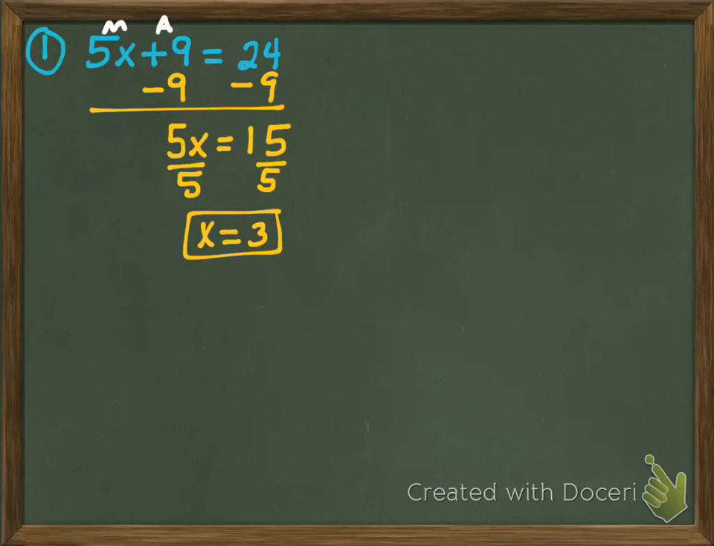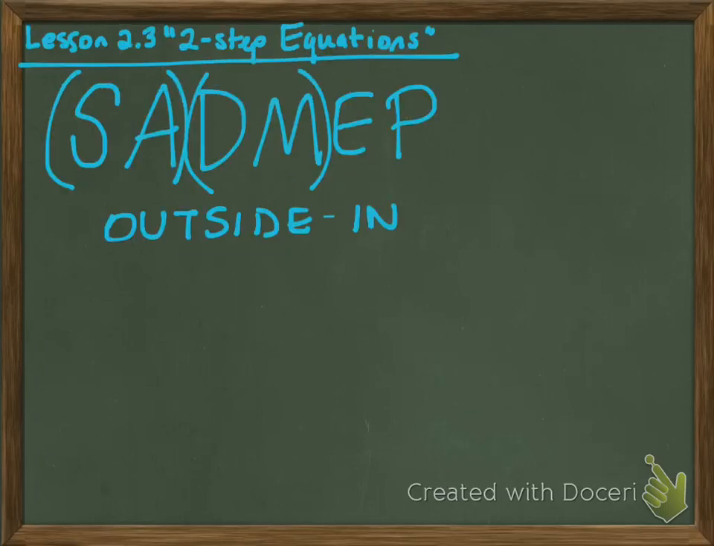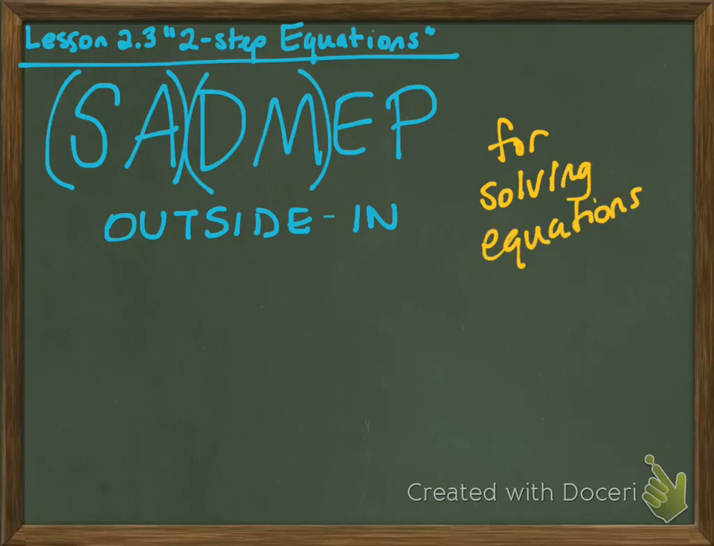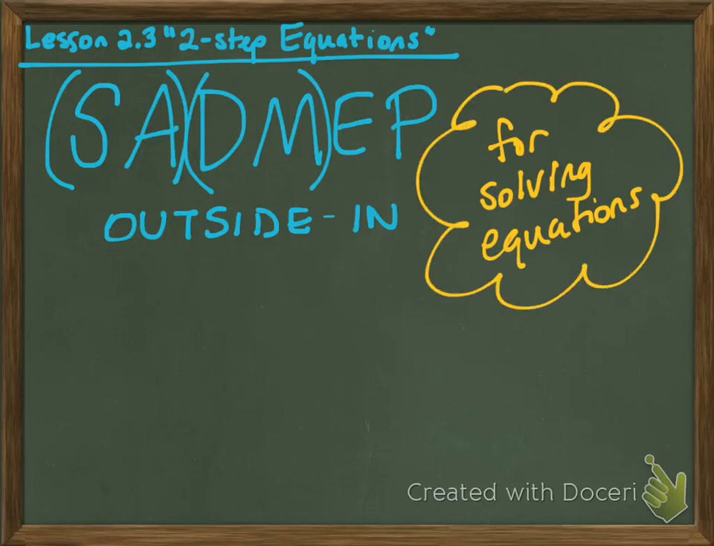Pretty simple? Yeah, so basically you just switched around. Yes, we're doing PEMDAS backwards. Because you use PEMDAS for expressions, and come back over here and write this out beside this somewhere. Write for solving equations: SADMEP is for solving. PEMDAS is for expressions.